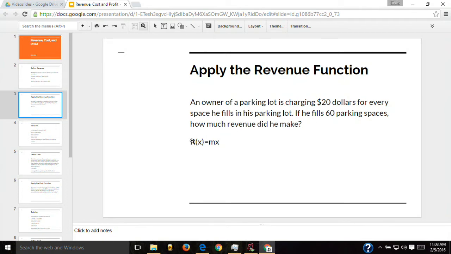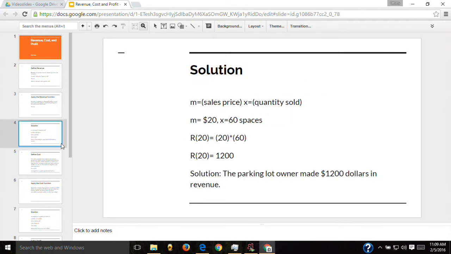So going back to our revenue function, I get m as the sales price times the quantity sold, where $20 is m, and x is the number of spaces he filled. So R of 60 is equal to 20 times 60, which ends up being 1,200. So the solution is that the parking lot owner made $1,200 in revenue.